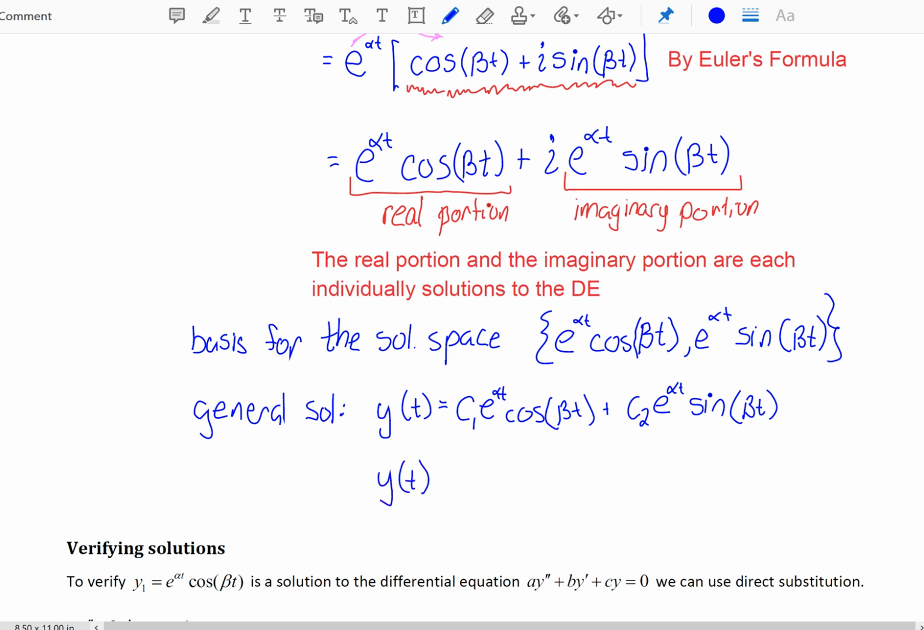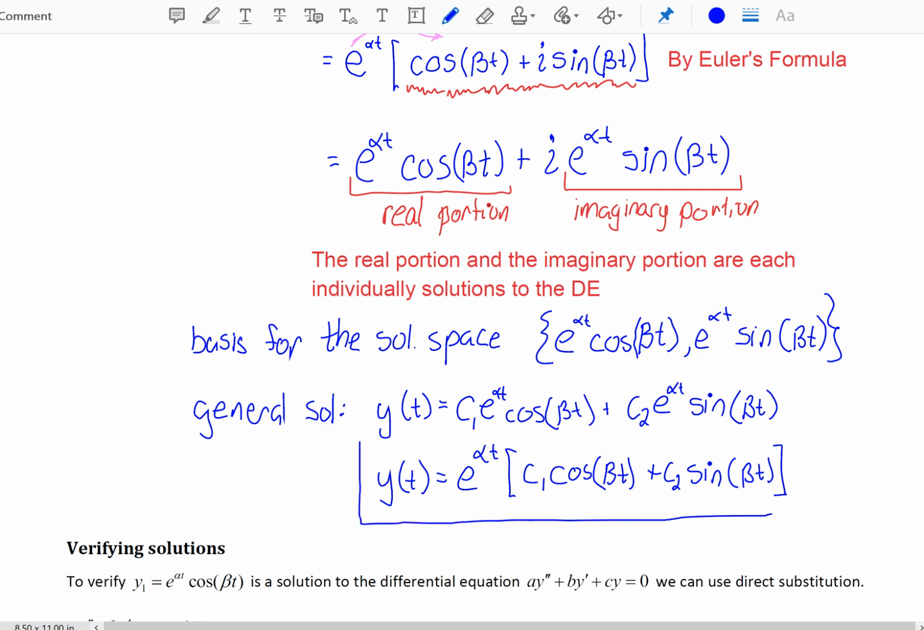In application, when using this general formula, we will usually factor out the common factor of e to the alpha t and write our general solution as e to the alpha t times c1 cosine beta t plus c2 sine beta t. And this will be the starting point for the majority of the problems that we look at.